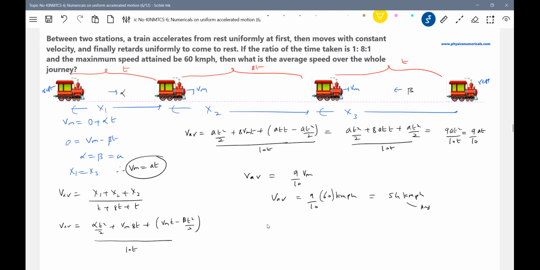Of all this, the data is very important. It will accelerate from rest. This is for retarding motion. The time of acceleration and time of retardation are equal. That was given here, the ratio. So therefore, this alpha and beta must be the same retardation. The acceleration must be equal to retardation.